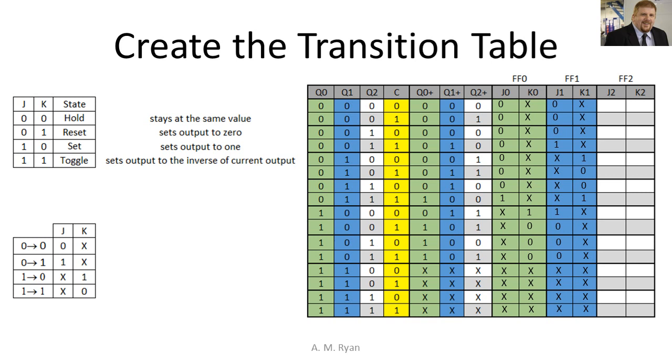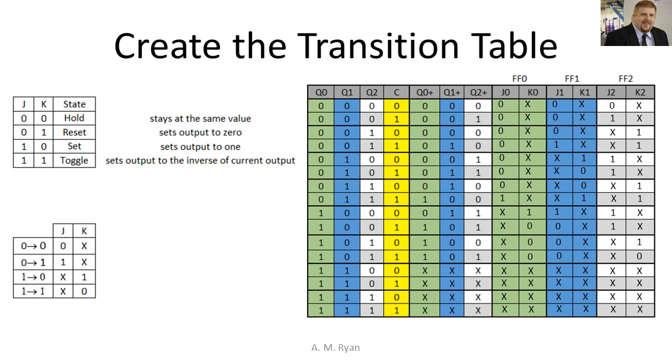And I'm not going to go through all the logic for this third one, but if you check it you'll see it is right, and we just complete the whole table. Okay, so we now have all of our J and K values we need here to produce the transition we need from the current state to the next state. Okay, so that's our state transition table.